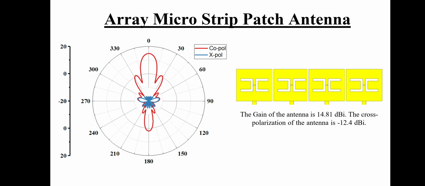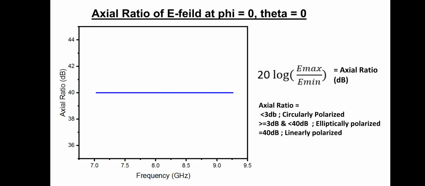We have also designed an array of this microstrip patch antenna to increase the gain and reduce the cross polarization of the antenna. By designing the array, we have increased the gain to 14.81 dBi and cross polarization to minus 12.4 dBi, which is very good compared to the previous one.